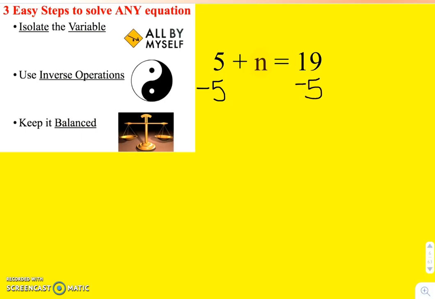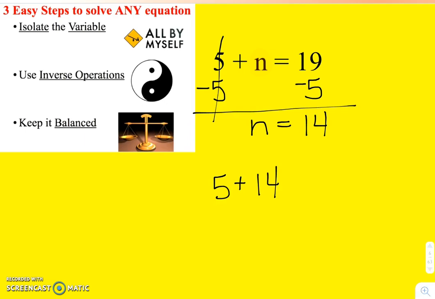Now when I add or subtract vertically, I put an equal sign that looks like this. A 5 minus a 5 cancels out, I'm left with nothing, and the n is by itself. On the right side of the equation, 19 minus 5 gives me 14. Therefore, n is equal to 14. I can check this by evaluating and replacing the n with a 14 and seeing if it works out. 5 plus, instead of n, I'm going to put the 14. Does that equal 19? Well, 5 plus 14 is 19, and I have a 19 on the other side, so check, it works.